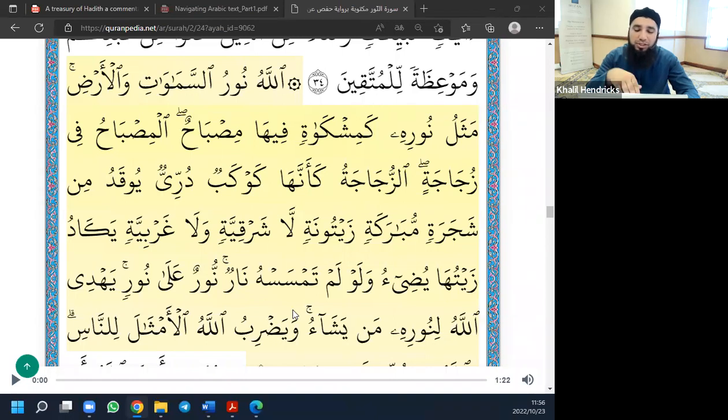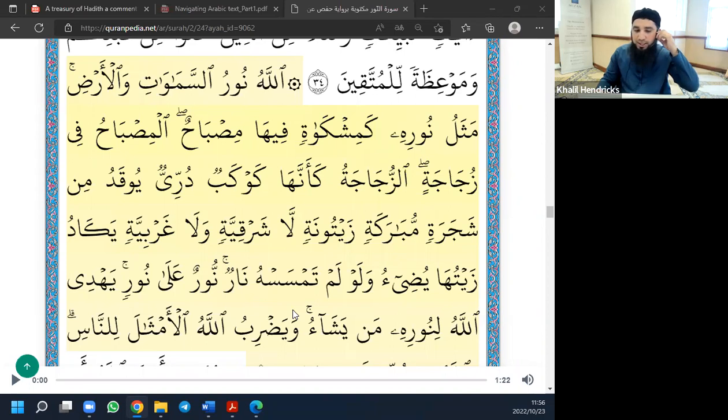And then we'll do the next part next week, inshallah. Look at this, it is one of the most allegorical, if not the most allegorical verse in the Quran. So if we take long with it. مثل نوره كمشكاة, his light is like that of a niche. فيها مصباح, in it there is a lamp. المصباح في زجاجة, the lamp is housed within a glass. الزجاجة كأنها كوكب دري يوقد من شجرة مباركة زيتونة لا شرقية ولا غربية.